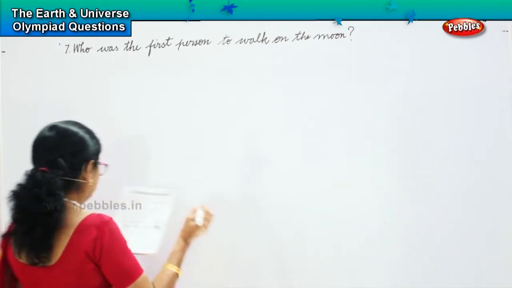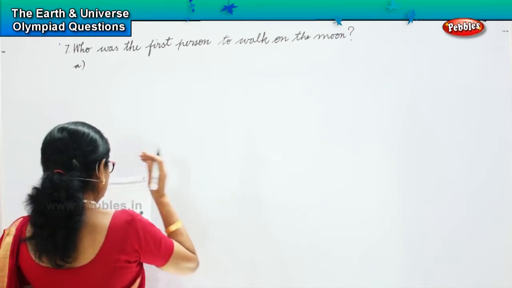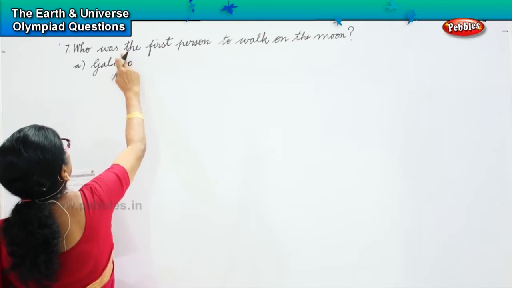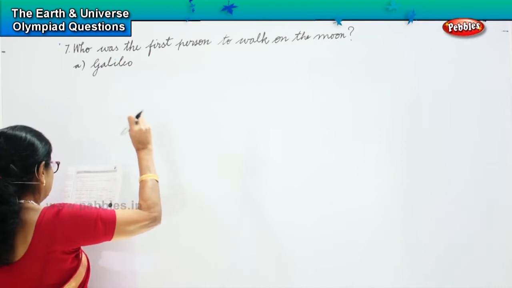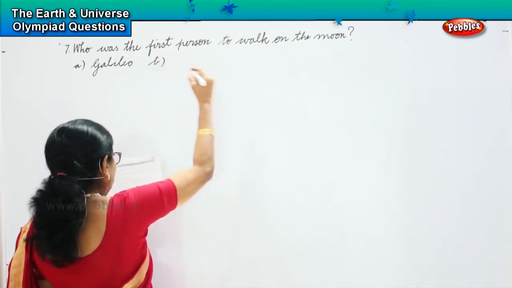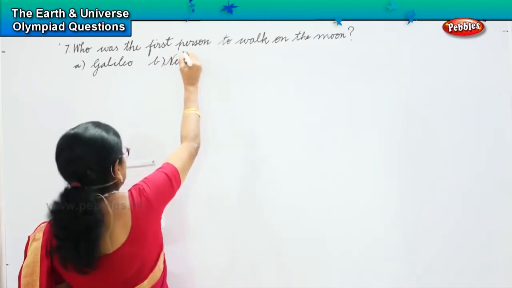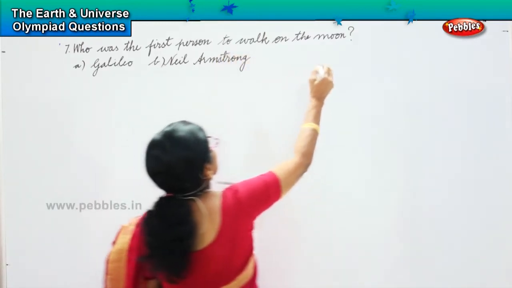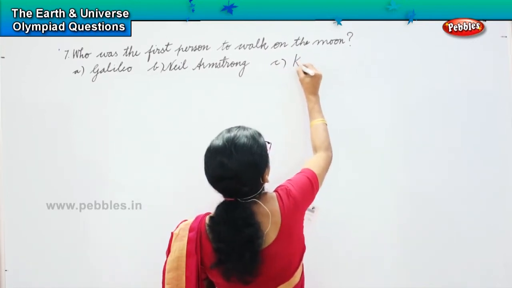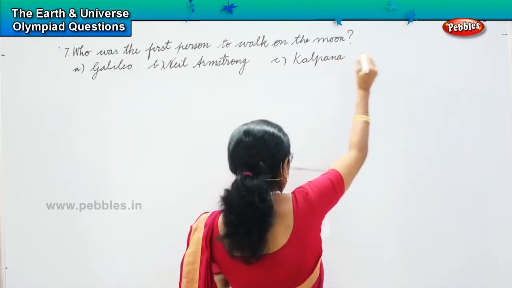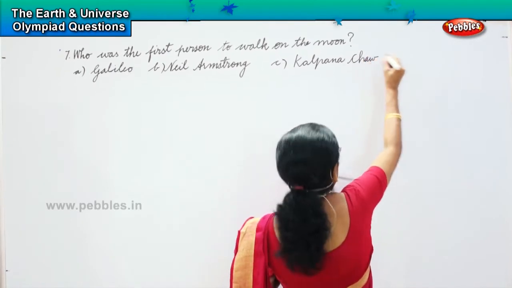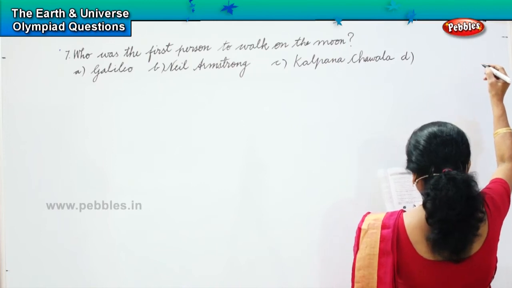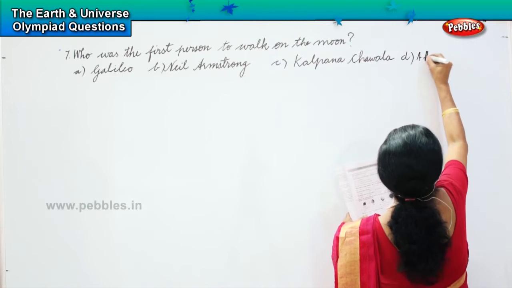And our options are A. Galileo. Option B, Neil Armstrong. Option C, Kalpana Chawla. Option D, APJ Abdul Kalam.